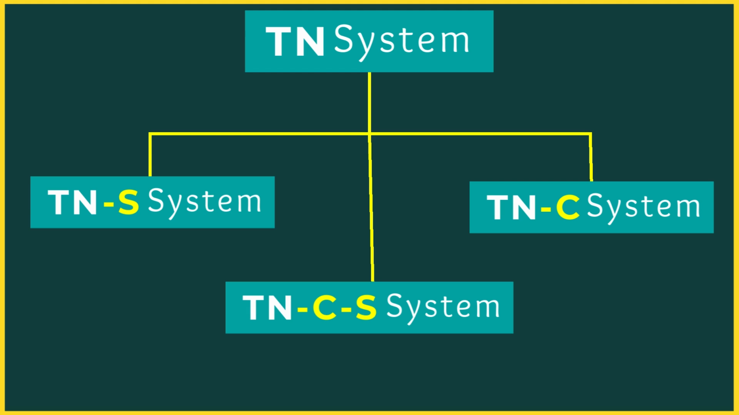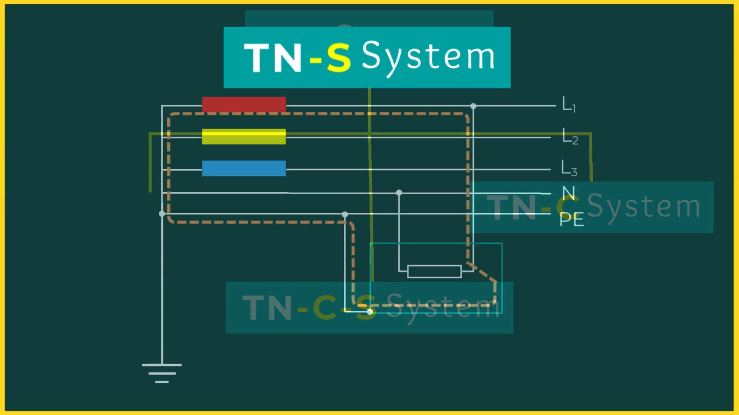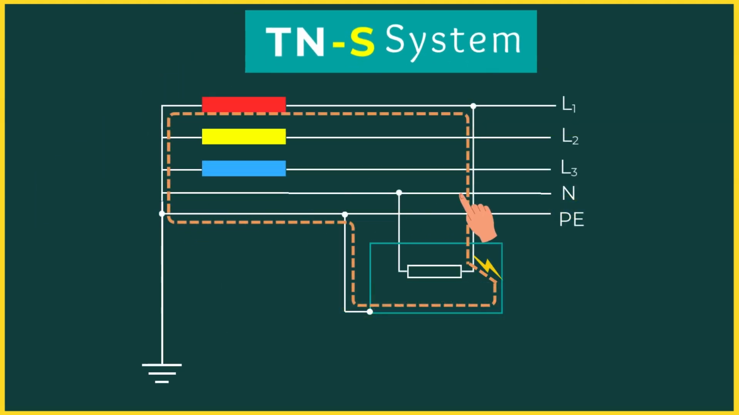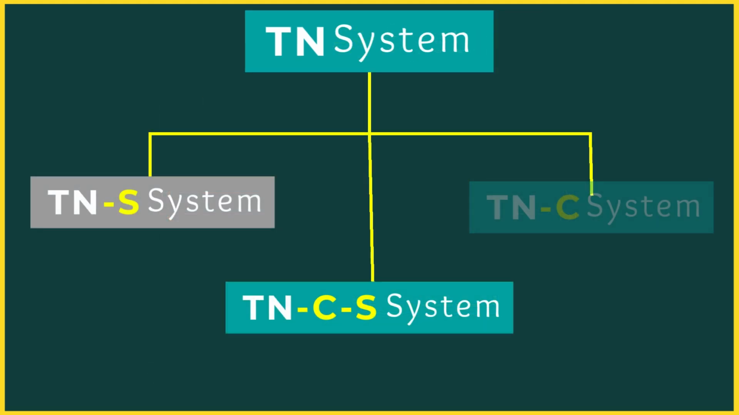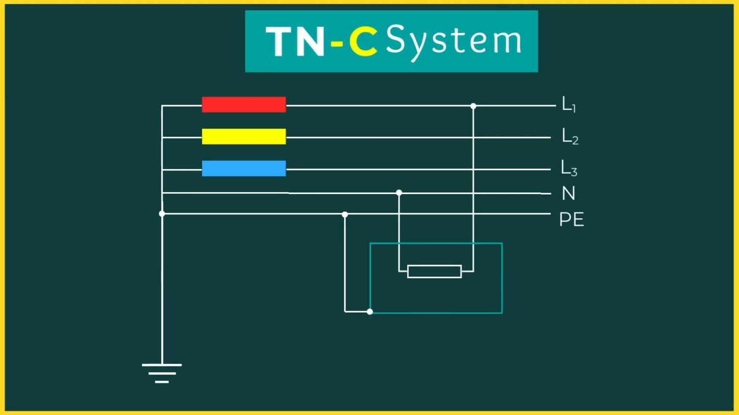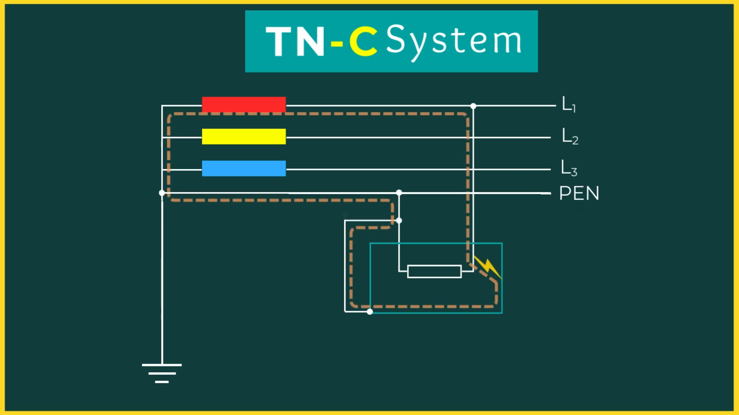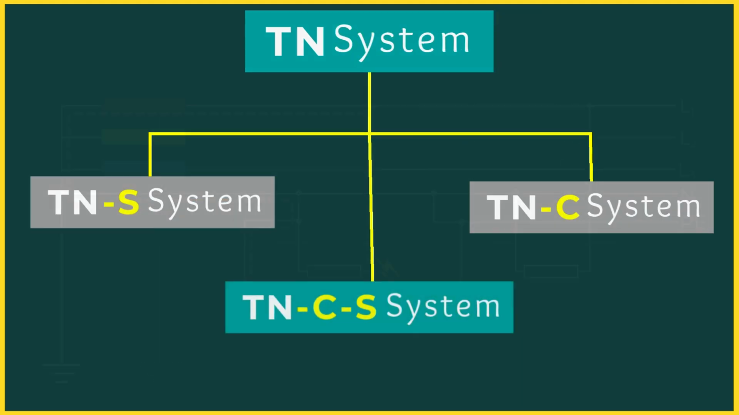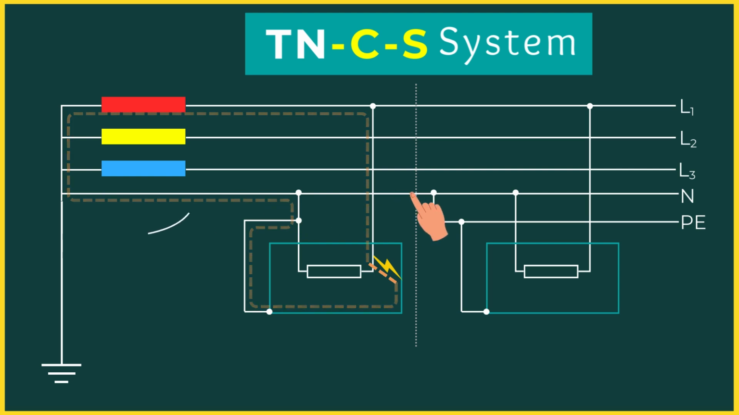TN systems are further divided into three variants, based on whether the neutral and protective conductors are separate or combined. The first variant is TN-S. In TN-S, the neutral conductor N and the protective conductor PE are completely separate. This is the preferred system for modern industrial and large installations. The second variant is TN-C. In TN-C, the neutral and protective functions are combined into a single PEN conductor. This system has limitations and is generally not allowed inside buildings. And lastly, the third variant is TN-C-S. In TN-C-S, the system starts with a PEN conductor and later separates into PE and N.